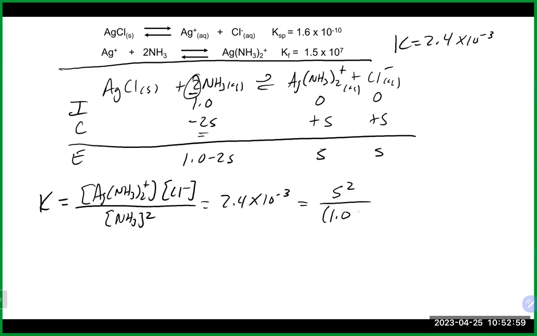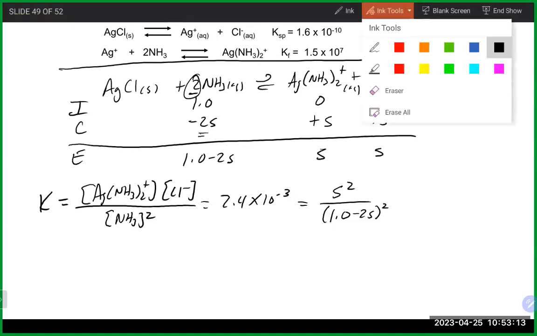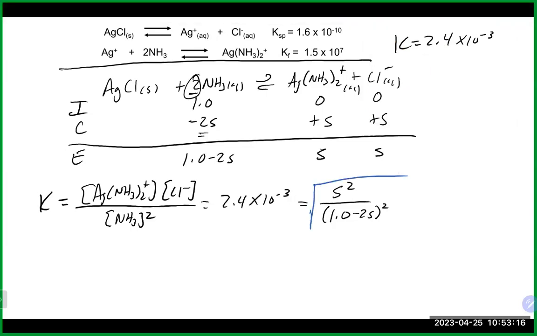1.0 minus 2s squared will equal that 2.4 times 10 to the minus 3. I want to solve this for s. This is a perfect square, yes. So you can do a big square root on both sides, would probably be the best move. And the thing that I forget to do most of the time is actually do the square root there. So I'm going to do the square root of 2.4 times 10 to the minus 3, and that's going to give us 4.9 times 10 to the minus 2 equals s over 1 minus 2s.